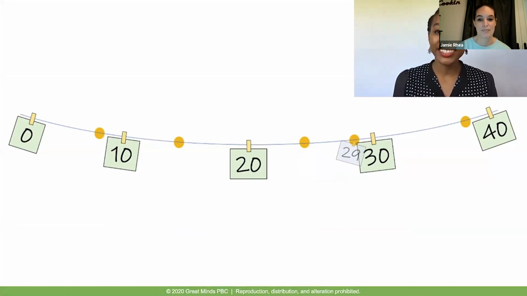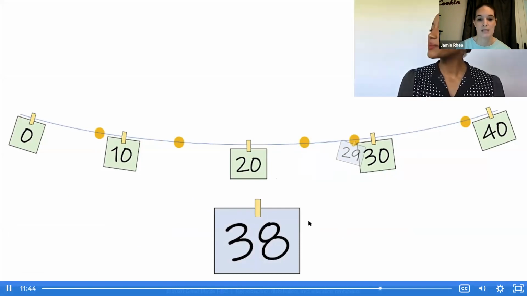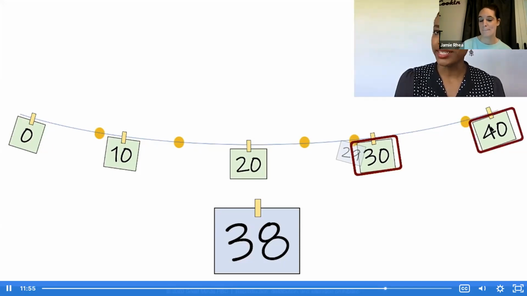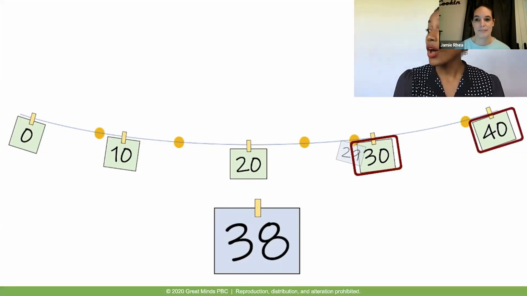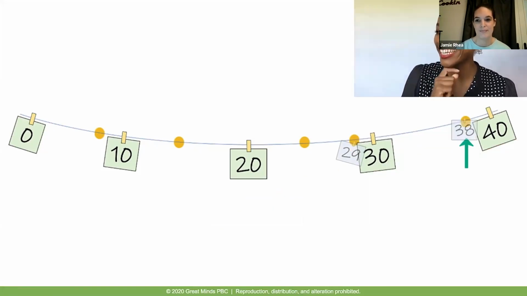Let's try another one. Where does 38 belong? Look at our tens place. It's more than 30, but it's less than 40. Well, 38 is greater than 30 and less than 40. Oh, I think it belongs on that dot.